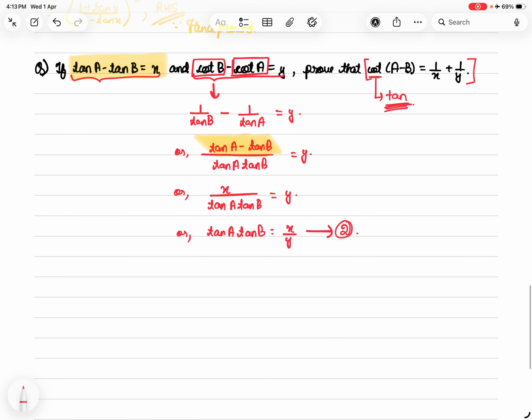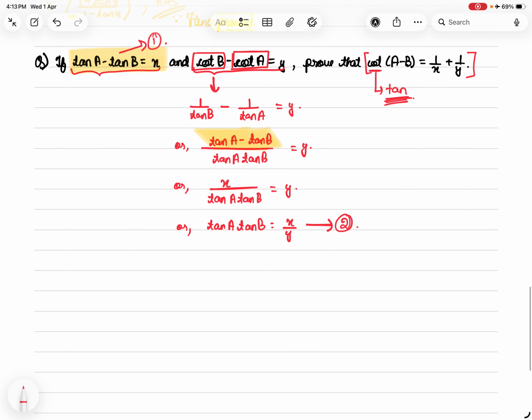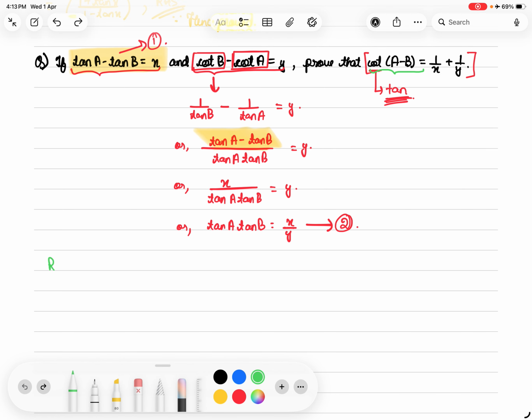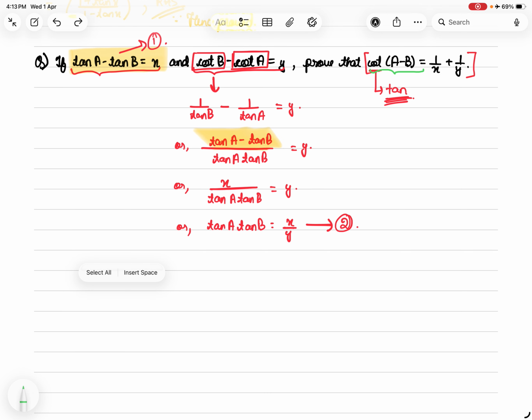If this is our first equation, let's say this is our first equation, this is our second equation. Okay, now what we can do now, let's take this color. Now what we can do, we can take what's there in the question. We need to prove, let's say this is RHS, right? This is our RHS, so we can say RHS given that cot, sorry, this is our LHS. I am so sorry, oopsies. Okay, look, this is our LHS, right, is cot(A minus B). This I can write as 1 by tan(A minus B), right?